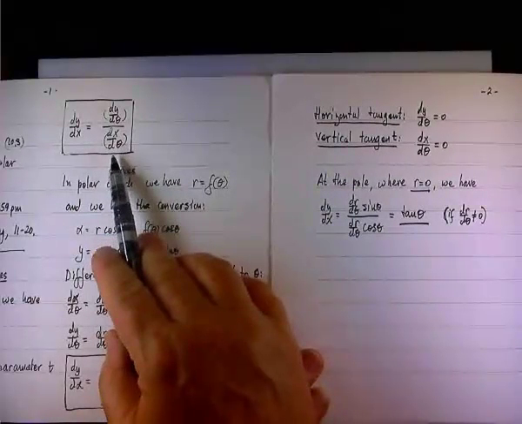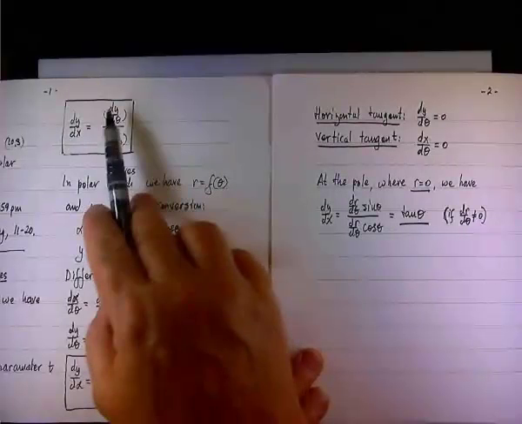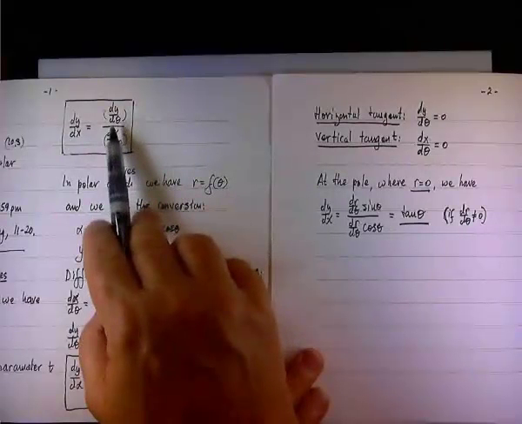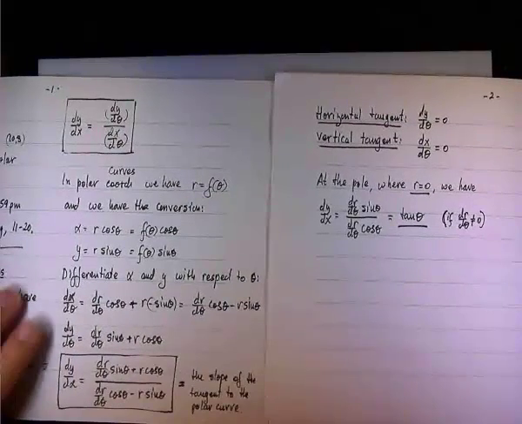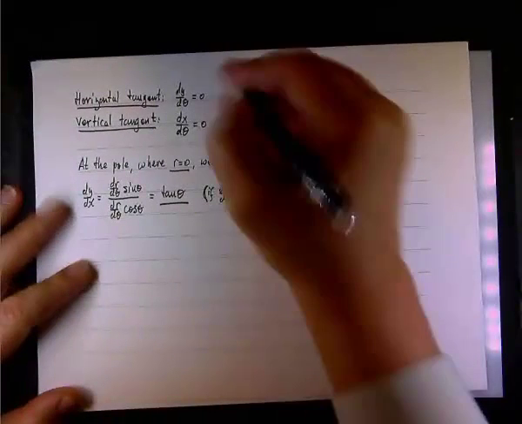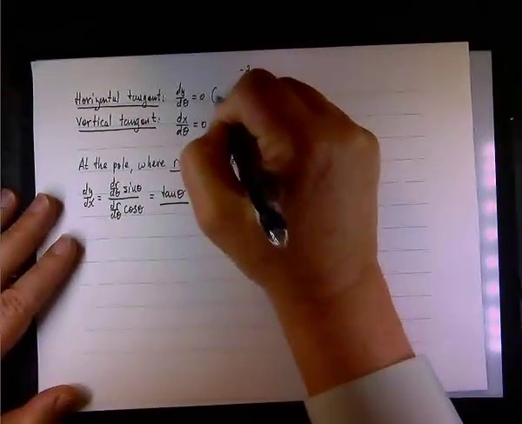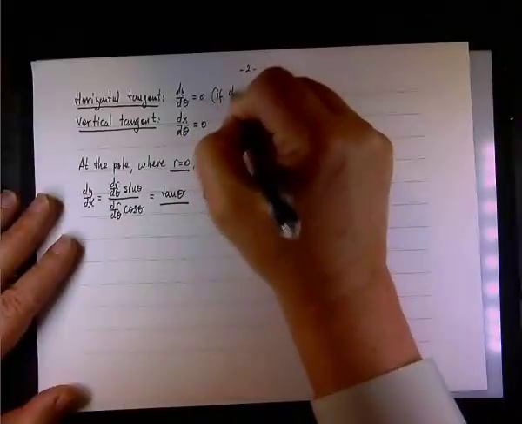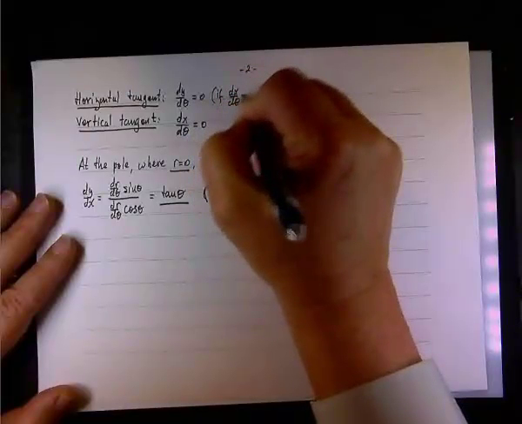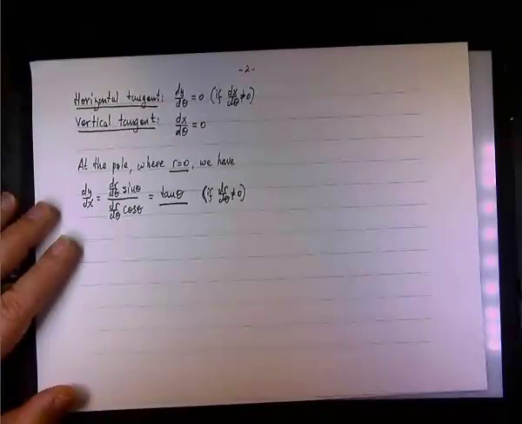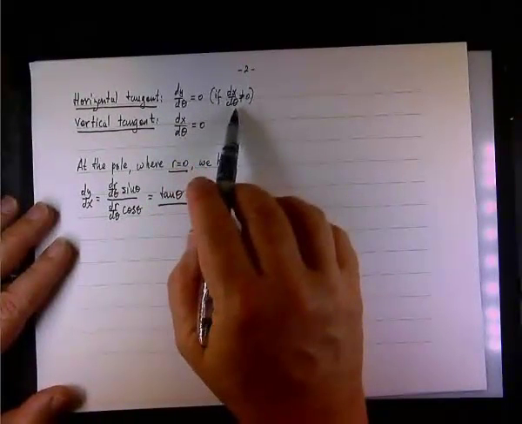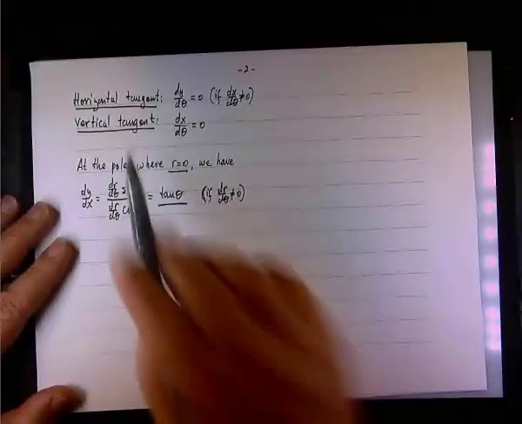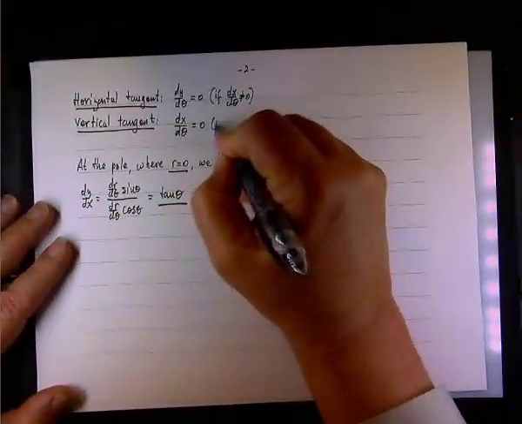If we want a vertical tangent, we want to have dx d theta equals 0, but we don't want 0 divided by 0 because it's undefined. So we want dy d theta to not equal 0. So here we need to add two conditions. In parentheses, this is if dx d theta is not equal to 0, then we have a horizontal tangent. So we have dy d theta equals 0, but dx d theta is not.